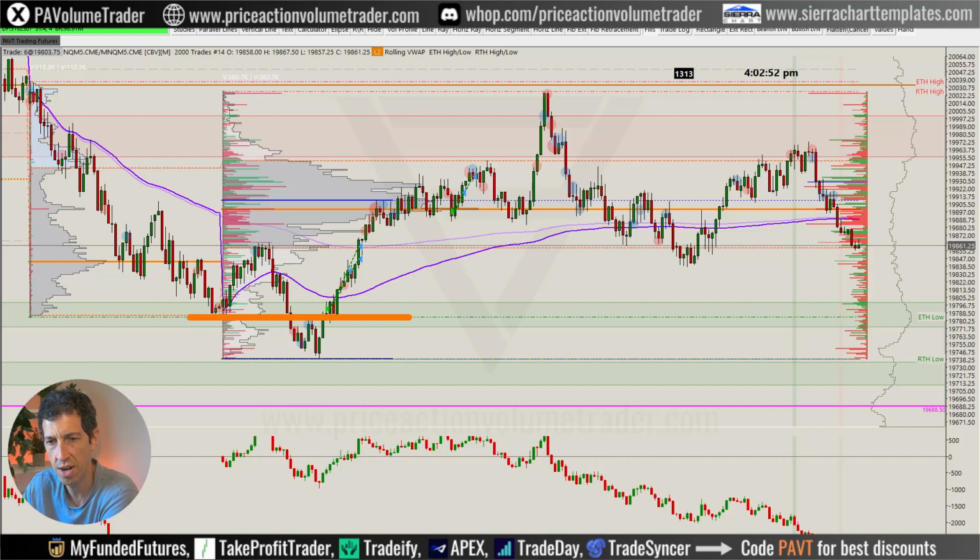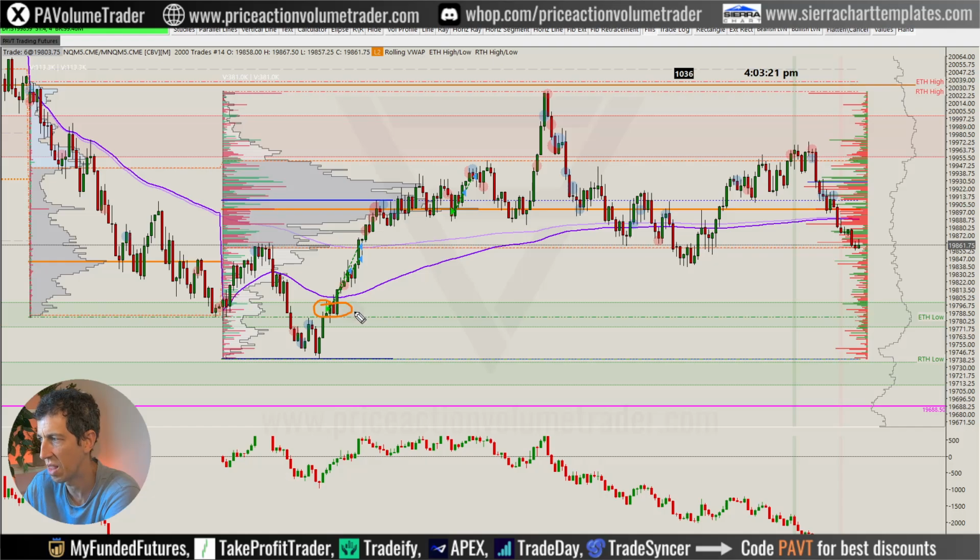Also, if we are flipping this area, which is one of my higher time frame low volume node areas, if we get back on top of that, because this is a very common scenario where we have a probe or a false break below a previous high or low, and then we come right back in and we get a nice squeeze to the other side. And that's what happened this morning.